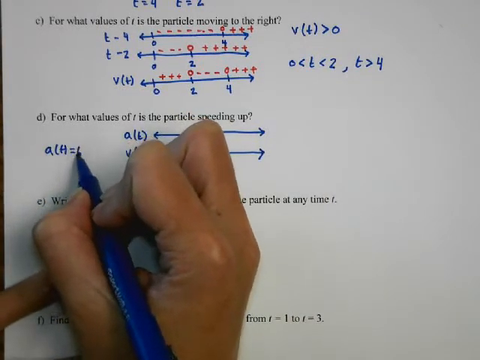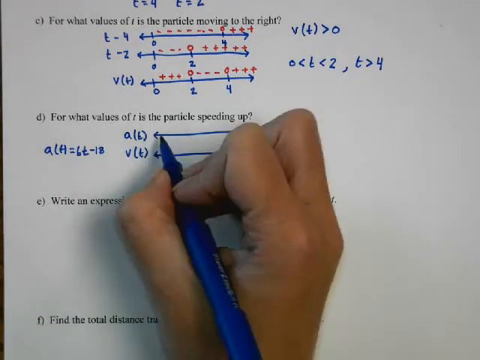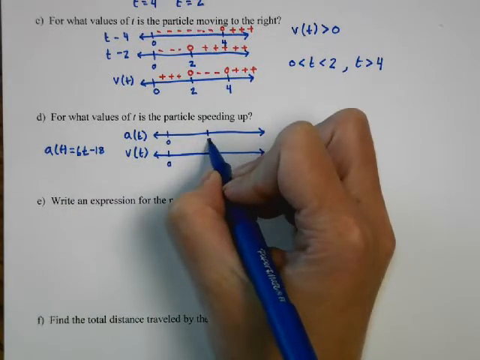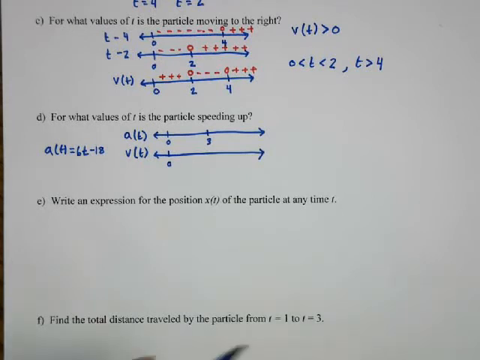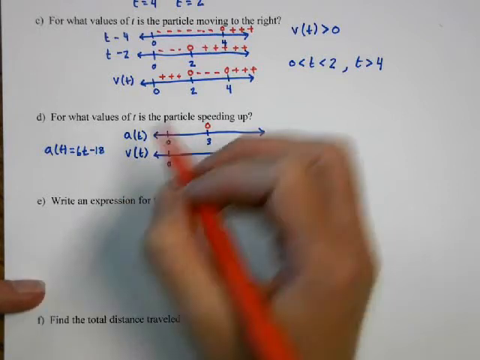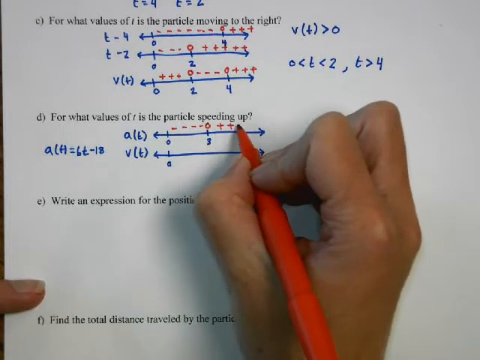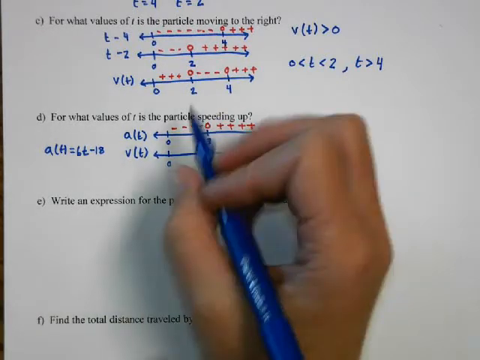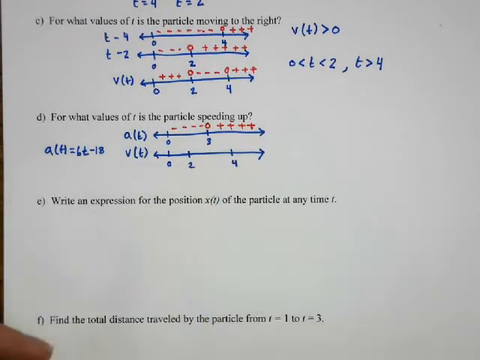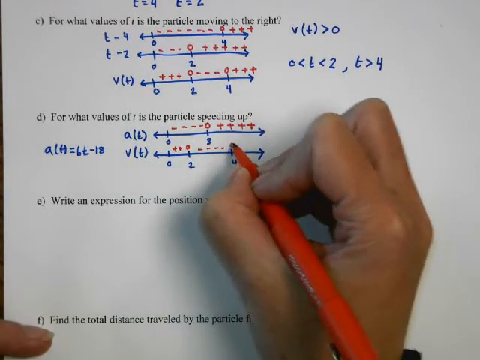It is 6t minus 18, which means at 3, acceleration is 0. So for acceleration, if I plug in a number less than 3, it's going to be negative. If I plug in a number bigger than 3, it's going to be positive. For velocity, there's 2 and there's 4. We've already analyzed it, so plus, 0, minus, 0, plus.